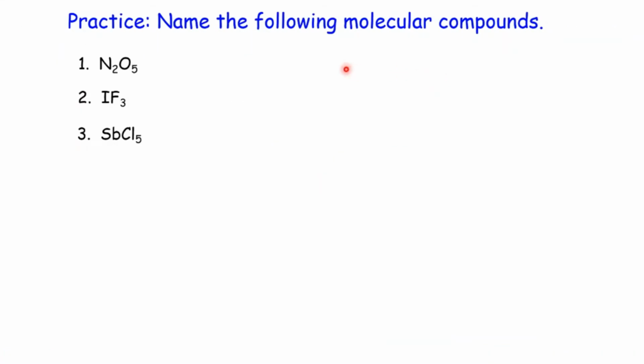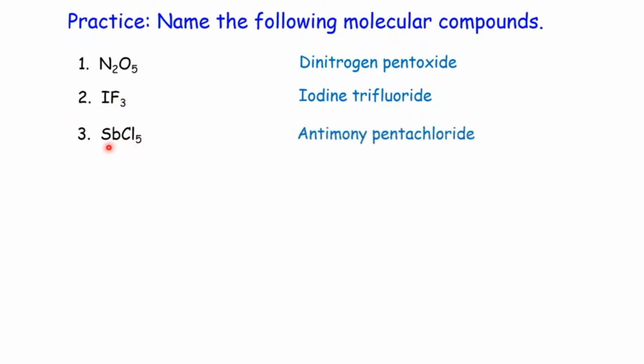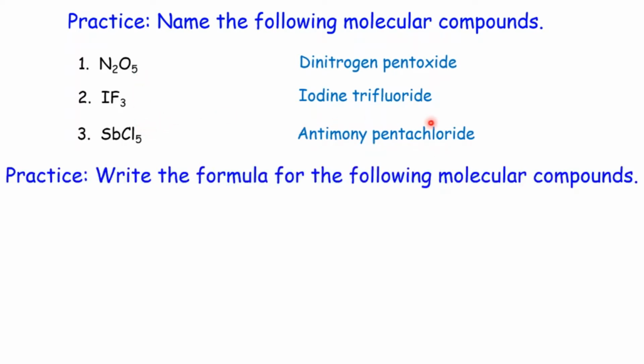More practices. Name the following molecular compounds. This is from formula to names. We have 2 nitrogen and 5 oxide. Therefore, should be dinitrogen pentoxide. We have 1 iodine. We don't say mono. We just simply say iodine trifluoride. And for the third one, again, we don't use mono. We just simply say antimony pentachloride.